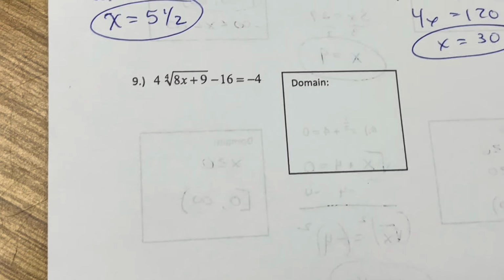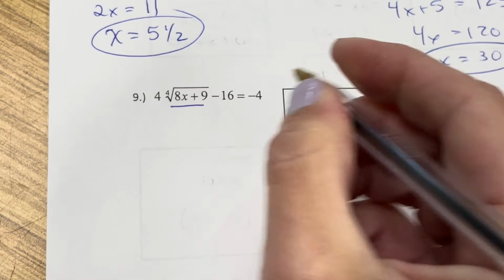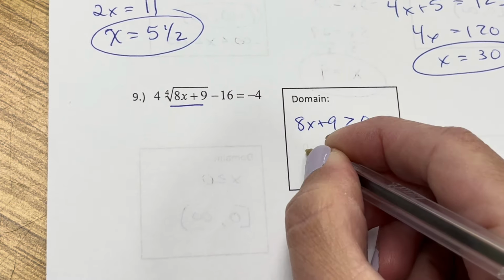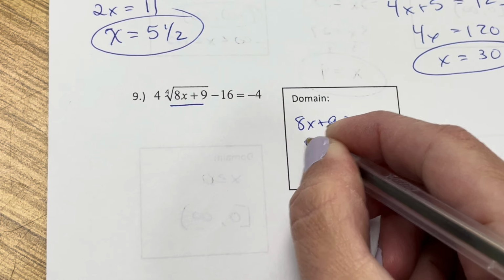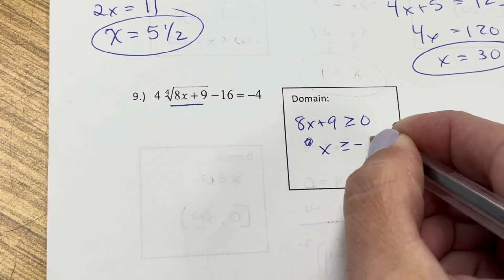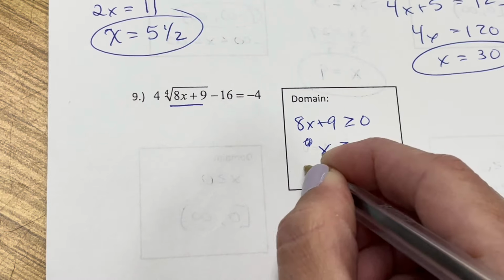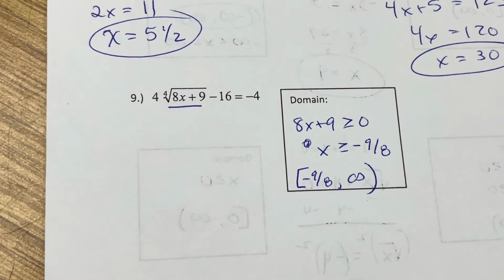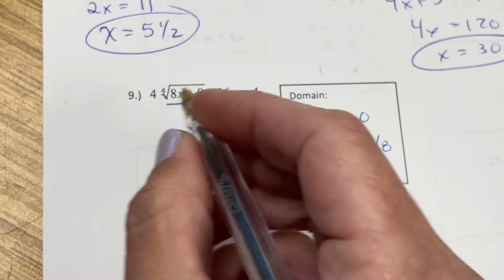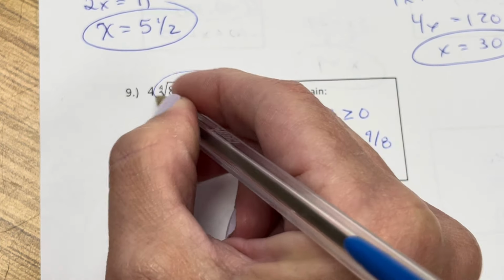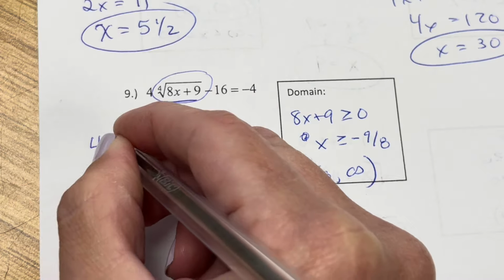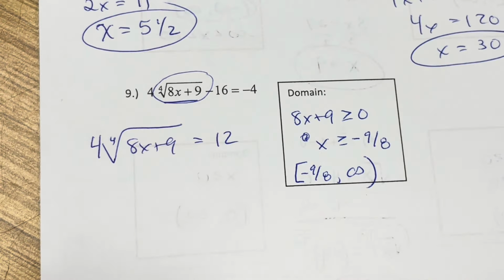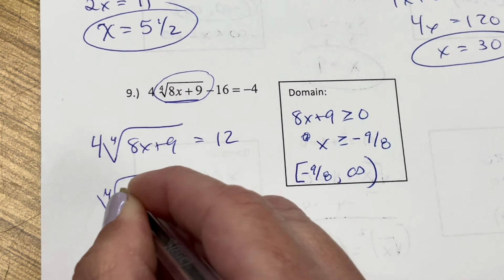Number 9, maybe you want to try it and come back. I have a domain restriction. This has to be bigger than or equal to 0. So x has to be bigger than or equal to negative 9/8. So negative 9/8 to infinity is what I'm looking at. Come back, let's isolate the root. So I'm going to add 16. Divide both sides by 4.